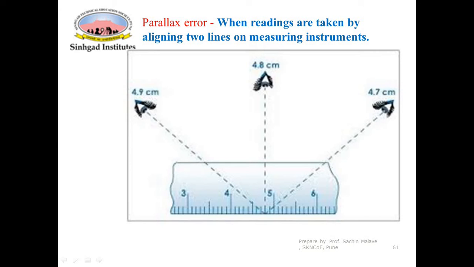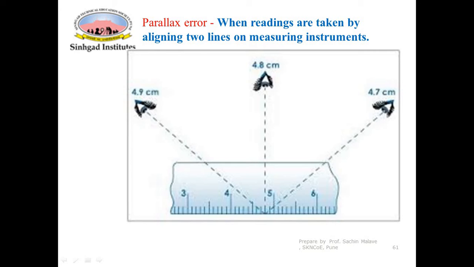The observer is standing here and looking at the measurement in this direction. So he's interpreting the reading as 4.7 centimeters, but the correct reading is 4.8 centimeters. So it is basically related to the position of the observer. The observer must be positioned in the proper direction, and then only this type of error can be removed.